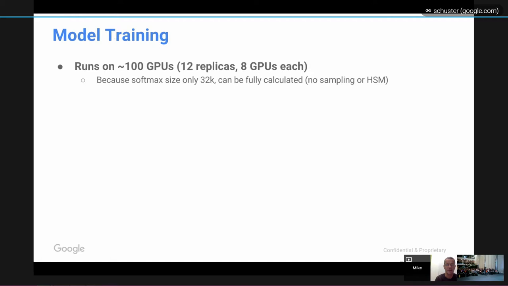Okay, so model training. We run one model training run on about 100 GPUs, meaning 12 different machines with 8 GPUs each. And our output vocabulary is only 32,000, and therefore it can be fully calculated. So there's no sampling or hierarchical softmax, and why that is, I will explain to you in a second.